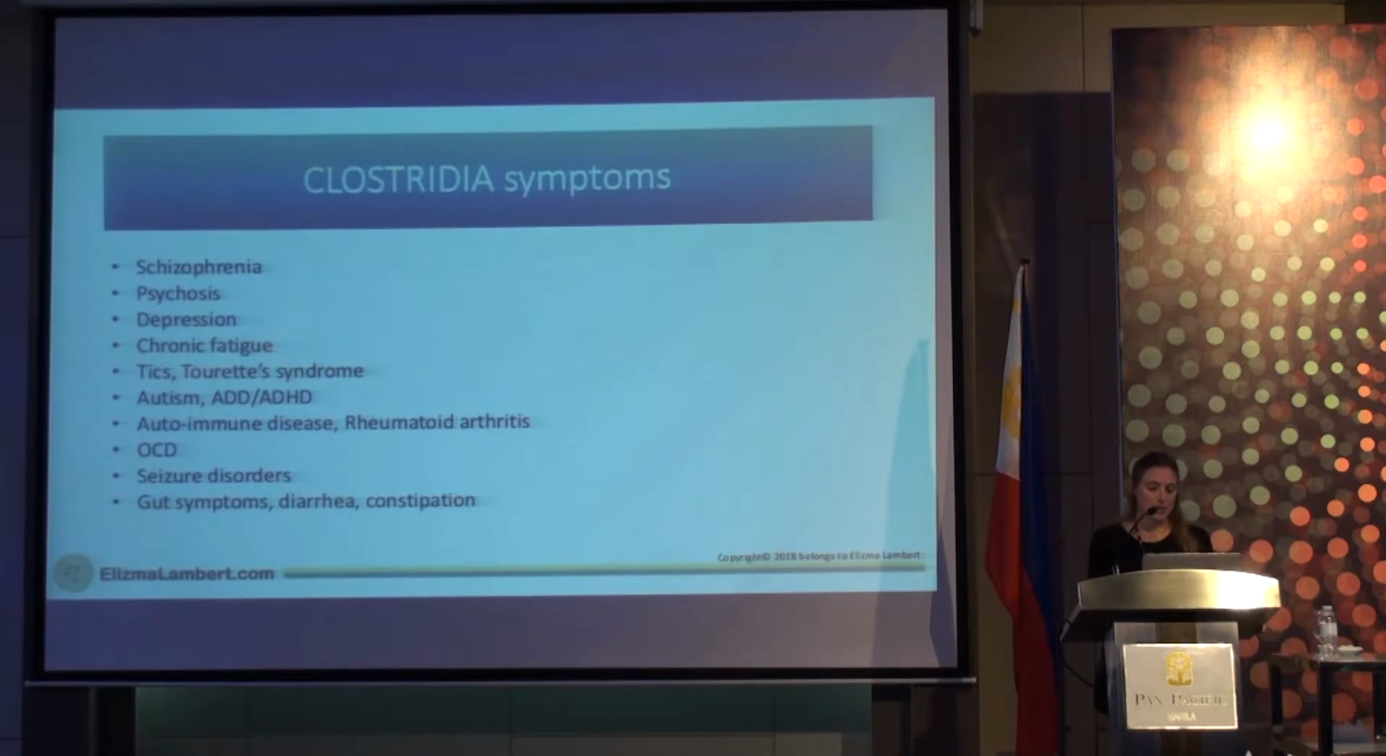Some of the symptoms that Clostridia has been associated with include schizophrenia, psychosis, depression, chronic fatigue, tics and even Tourette's syndrome, autism, ADD, ADHD, autoimmune disease, rheumatoid arthritis, OCD-type behaviors, seizure disorders, and also gut symptoms, diarrhea, and constipation. So you can see that an organism such as Clostridia can have a huge effect on the neurological system and the cell signaling that happens there as well.